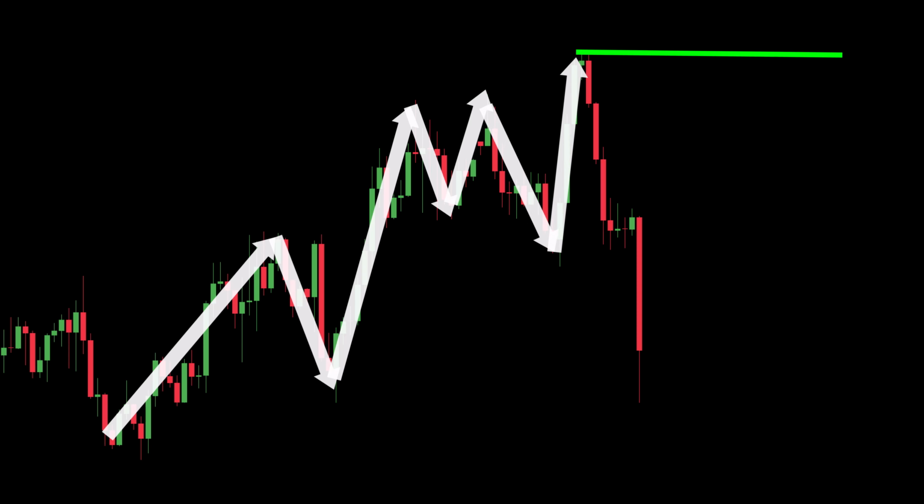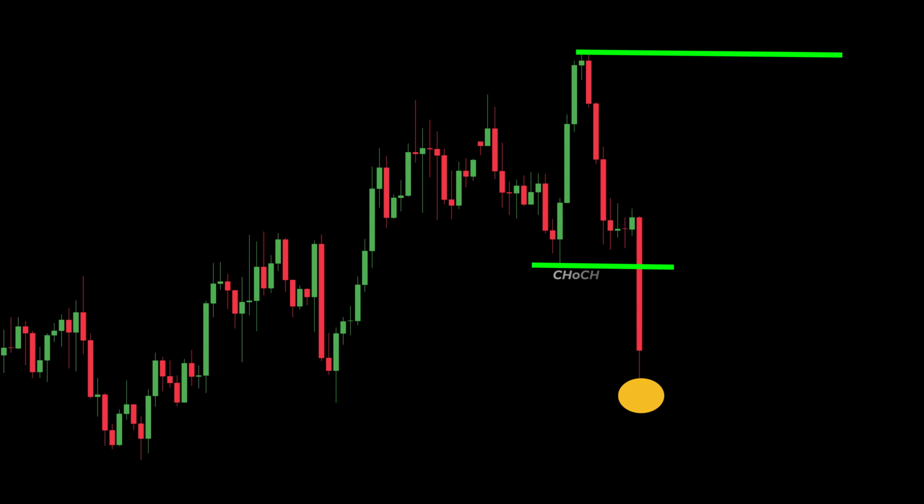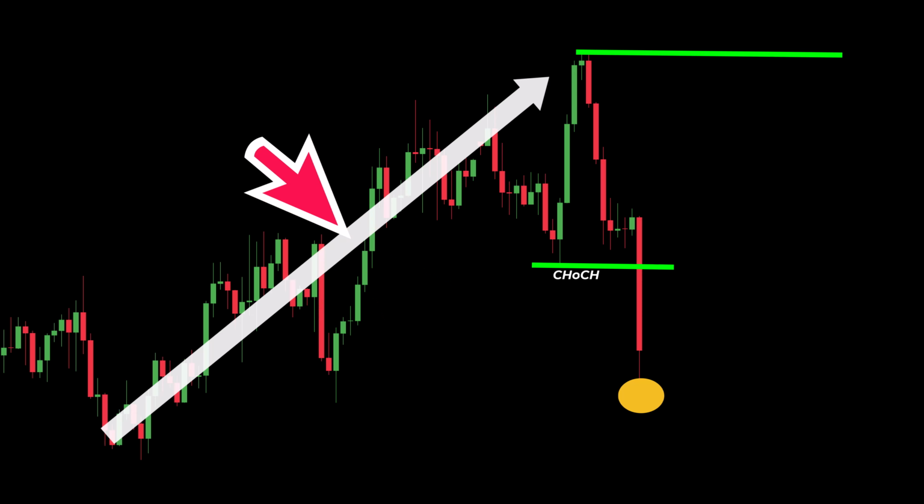Now picture a strong uptrend. The price keeps making higher highs until it hits resistance. This time though, instead of a higher low, we get a lower low. That's our first red flag, a potential change of character. The uptrend might be losing steam. Now this lower low becomes the break of structure level for a possible downtrend.